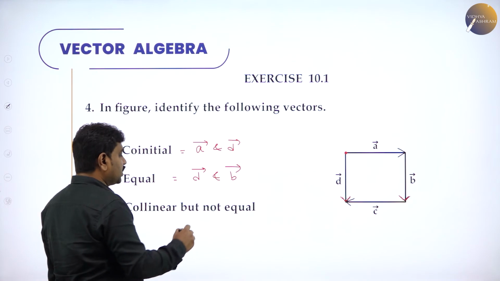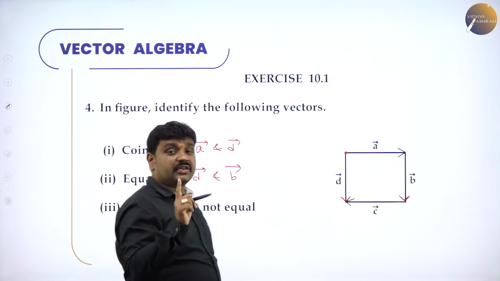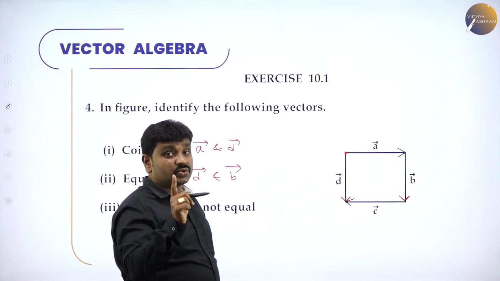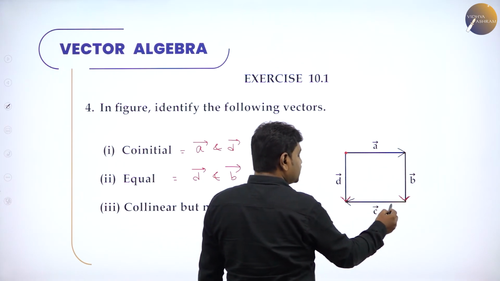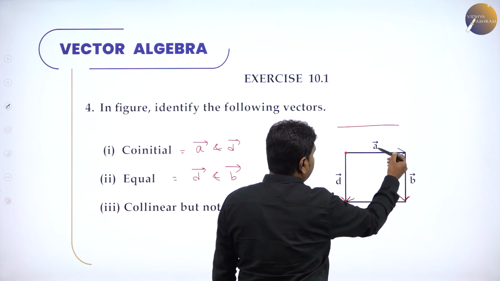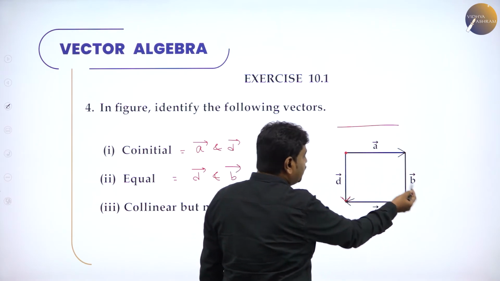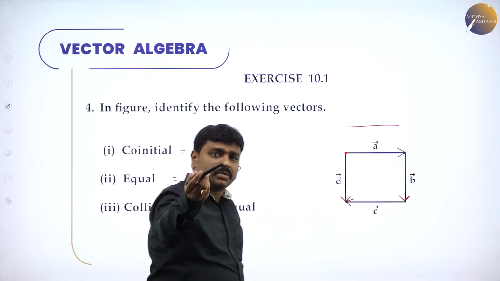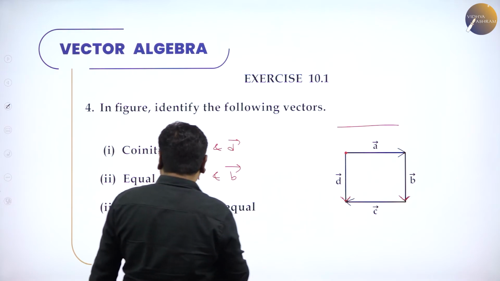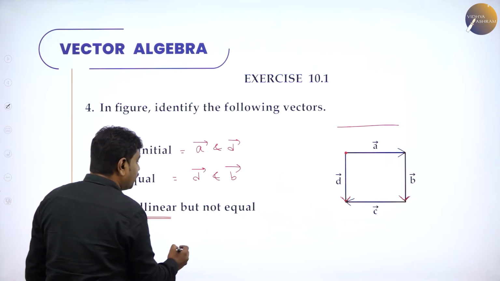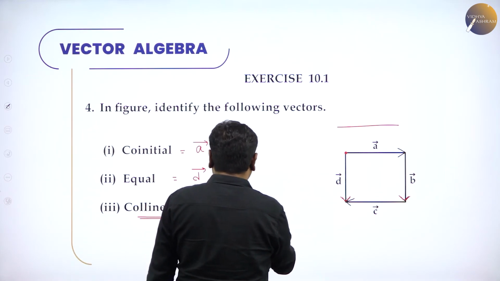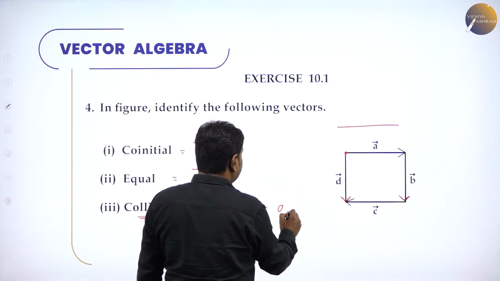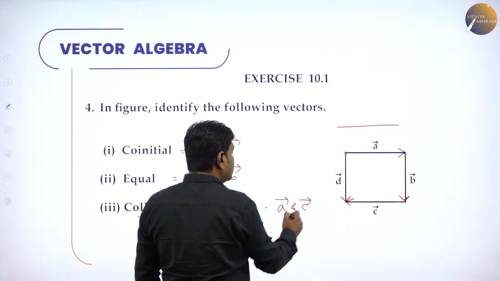And collinear but not equal. Collinear vectors means they should be parallel to the same line. Vector A and vector C are collinear, as I can draw a common parallel line for A and C. Vector D and B are also collinear, but they want collinear but not equal. So I can choose only vector A and C. These are collinear, but not equal.